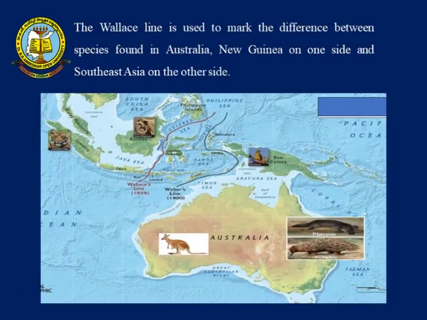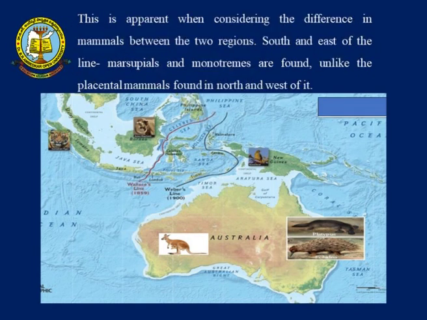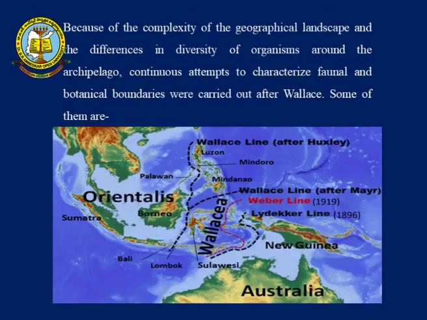So, the Wallace line is used to mark the difference between species found in Australia and New Guinea on one side and Southeast Asia on the other side. This is apparent when considering the difference in the mammals between these two regions. That is, to the south and east of the line, marsupials, the pouched mammals, and monotremes, the egg-laying mammals, are found, unlike the placental mammals that are found to the north and west of it.